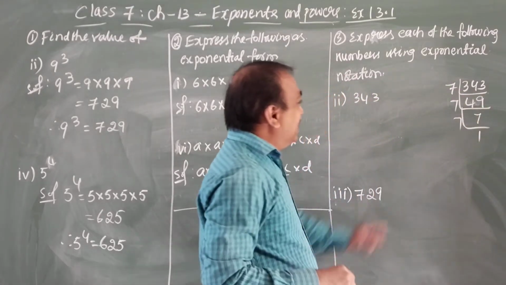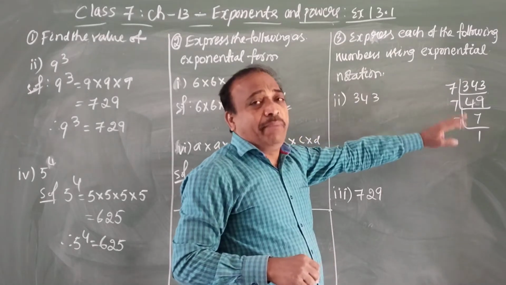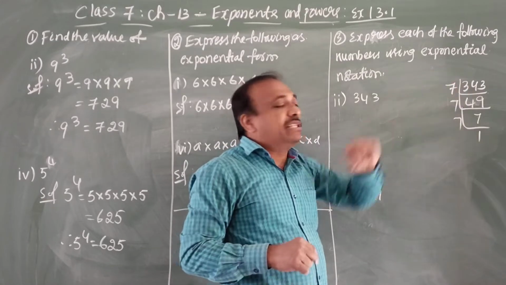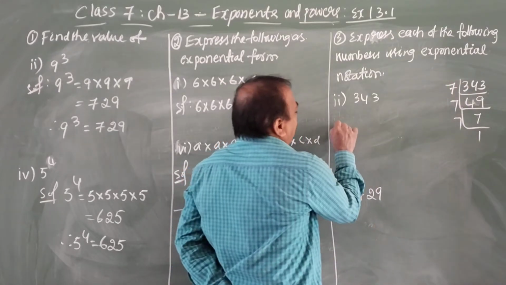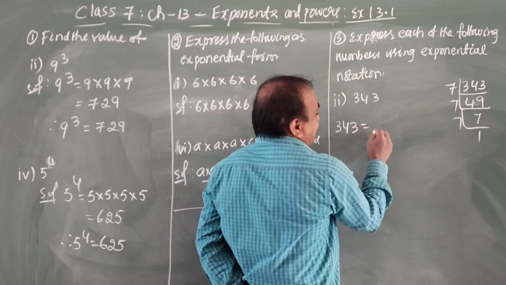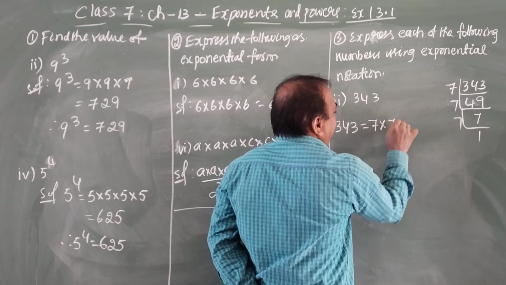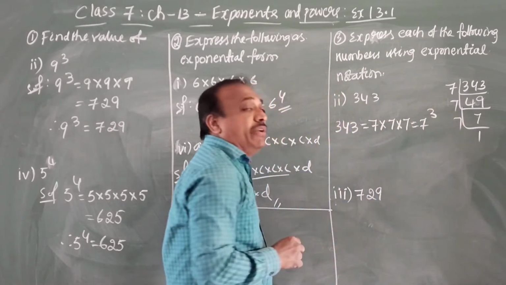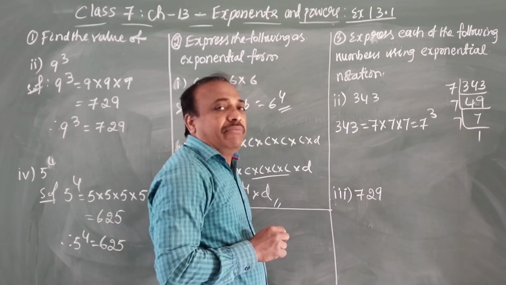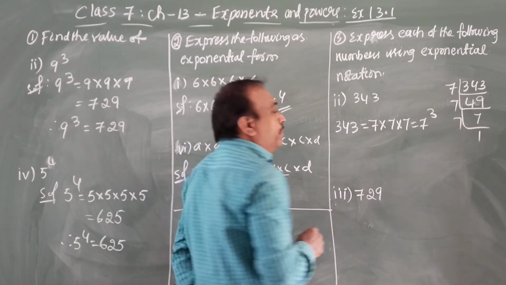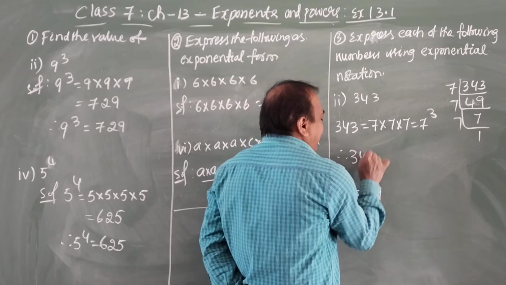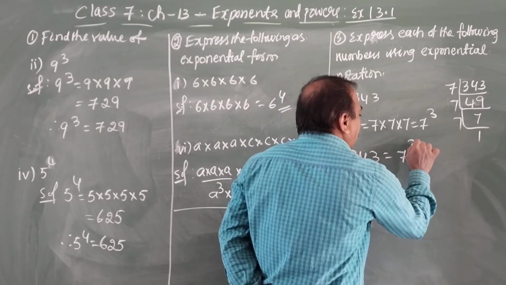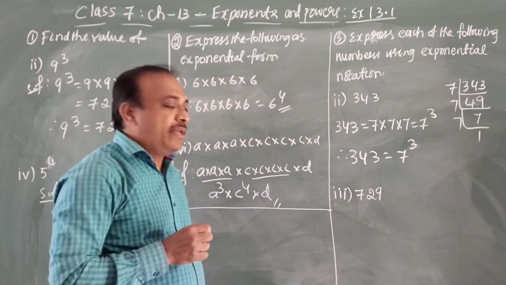So 343 we obtained by multiplying. 7 is multiplied thrice, then we obtain 343. So 343 could be written as 7 into 7 into 7, which is 7 to the power 3, or we read it as 7 cubed. Therefore 343 is equal to 7 to the power 3. Next.